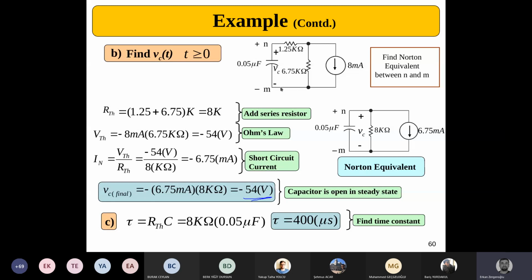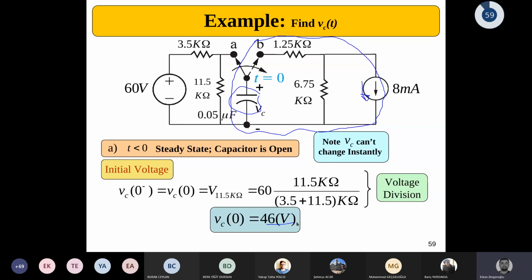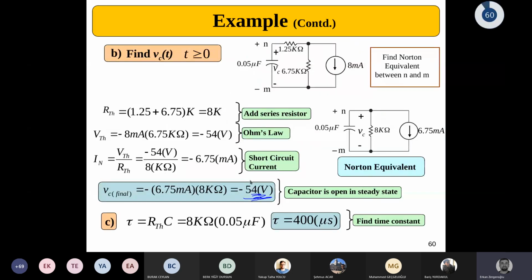Anyway, just try to remember that we have an initial value for the voltage that is 46 volts. That's plus 46, by the way. And the final value of that will be minus 54 volts. That means that at some point, the capacitor voltage will become zero.